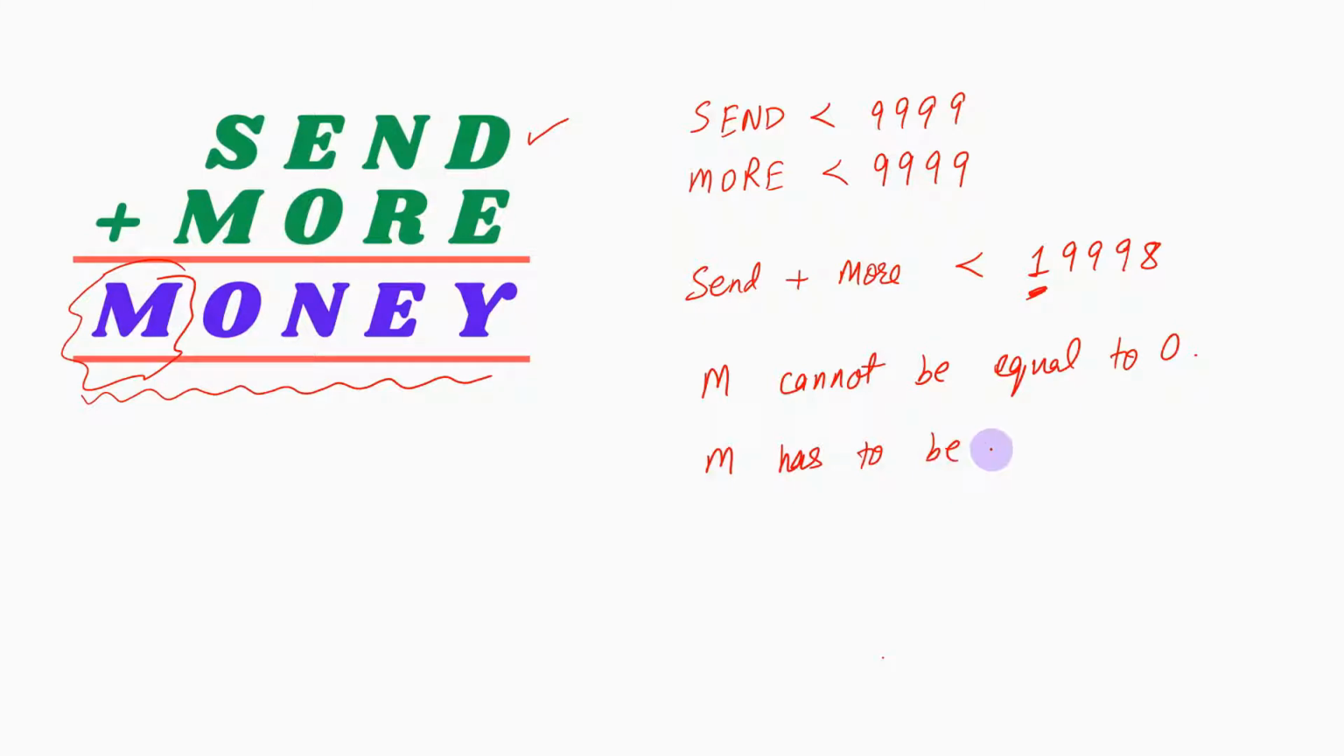Now, we will replace the letter M with 1. So we have SEND plus 1ORE is equal to 1ONEY.